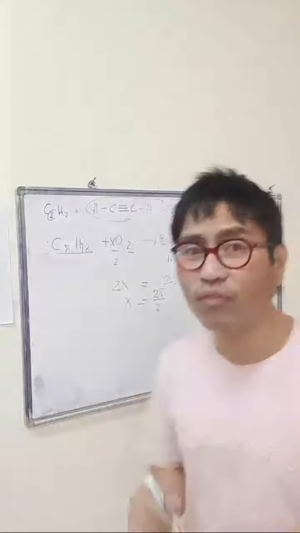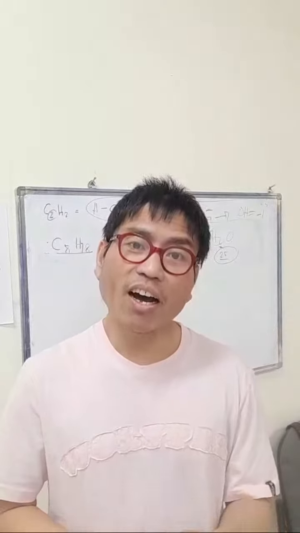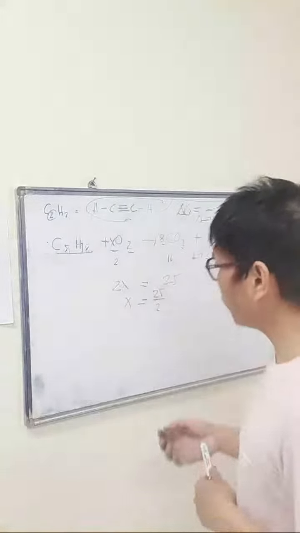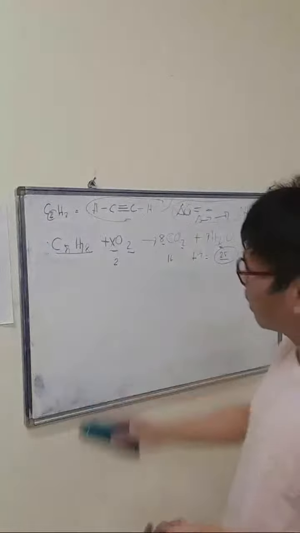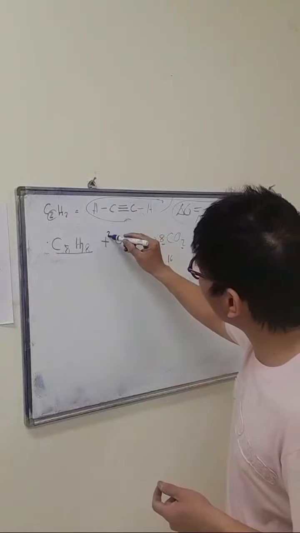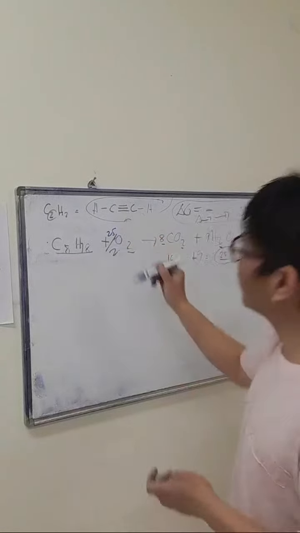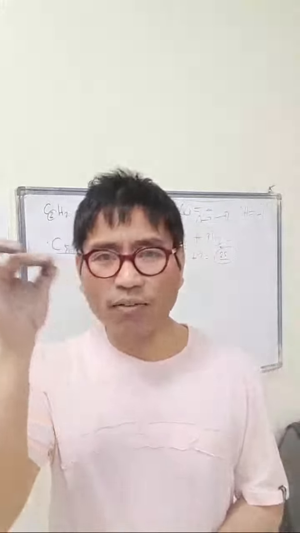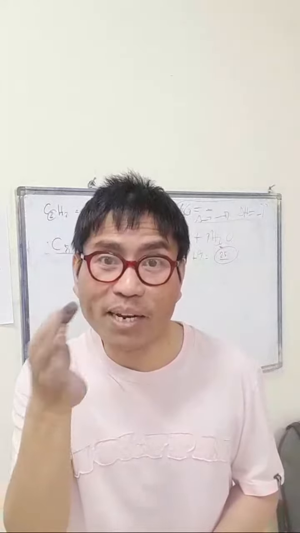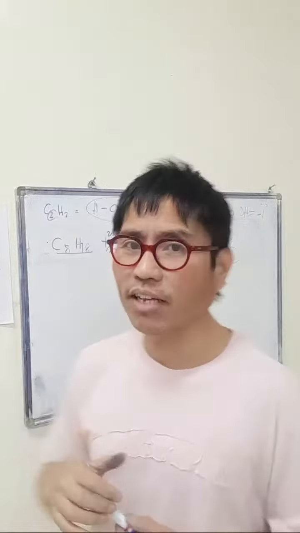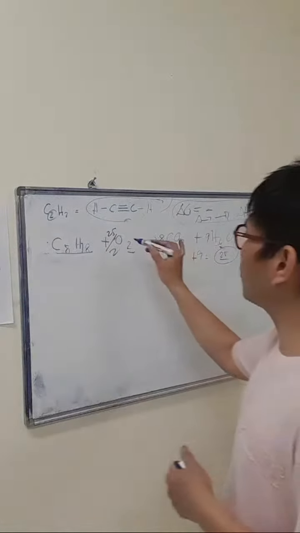Nakakaloka. Diba? 25 over 2 is a fractional coefficient or number of moles. How can we do that? There's a fractional form. Put the 25 over 2 in the x here. So 25 over 2 as the coefficient, not co-o. Okay, efficient na ang term, efficient. So, coefficient, not co-o. So, put the 25 over 2 beside oxygen gas.